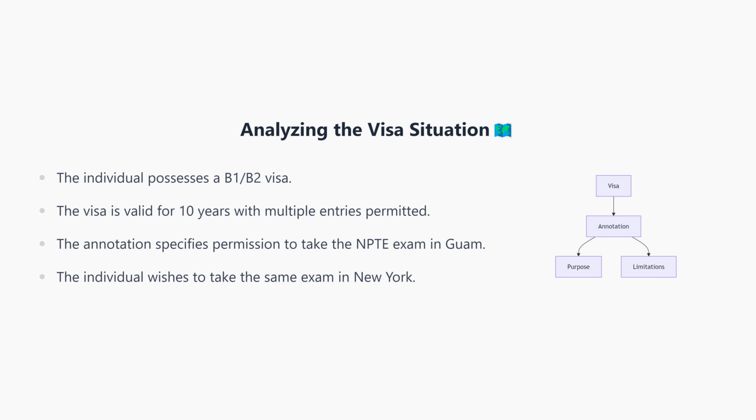Moving on to a real-life scenario, we have an individual with a B1/B2 visa, valid for 10 years and allowing multiple entries. However, there is an annotation on the visa concerning the NPTE exam in Guam. The individual's aim is to take the exam in New York instead.